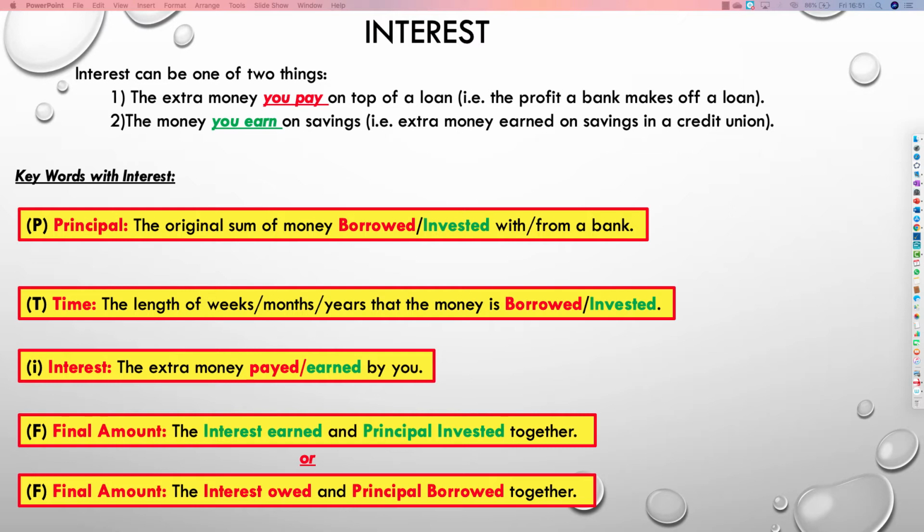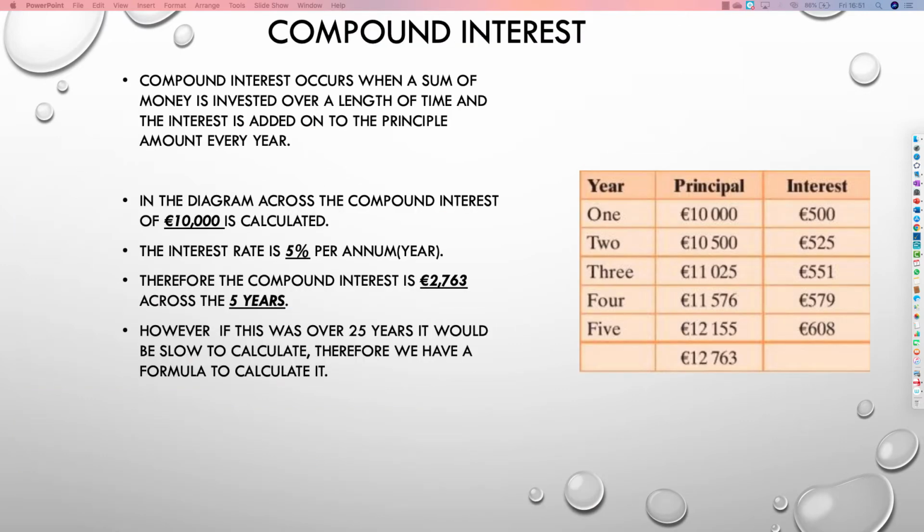Is that okay? So we're going to look at how this happens. Compound interest occurs when a sum of money is invested over a length of time and the interest is added on to the principal every year. In the diagram we can see that in year 1, principal is the money you invest. So you put 10,000 in and you earn 5% interest, which on 10,000 is 500.